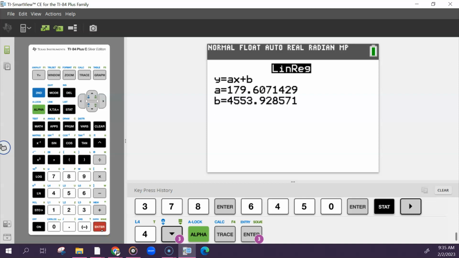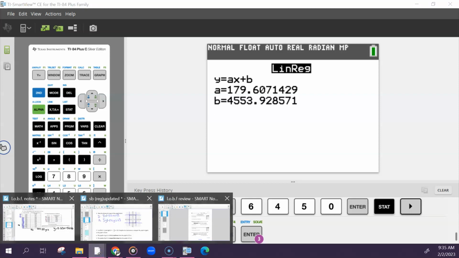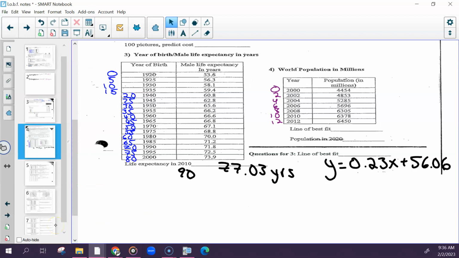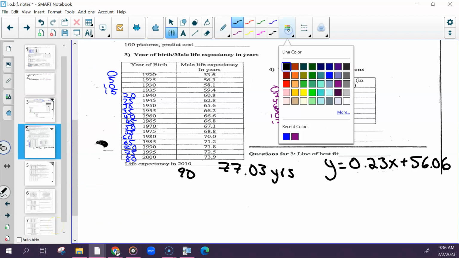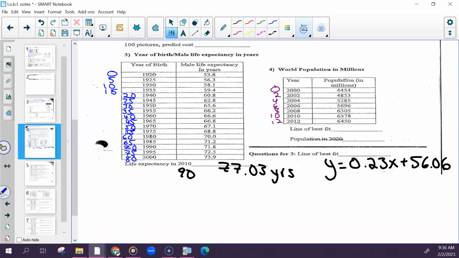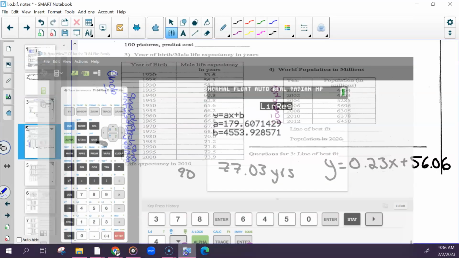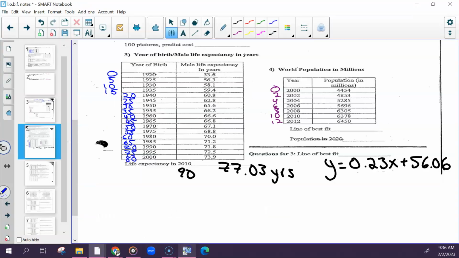Those of you using Desmos should have gotten similar decimals, 179.61. If you're rounding, 4553.93 again if you're rounding. Write that down for your line of best fit. Drop all of those numbers. 196.1.